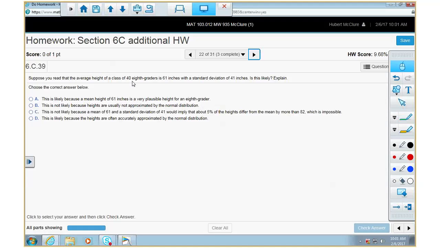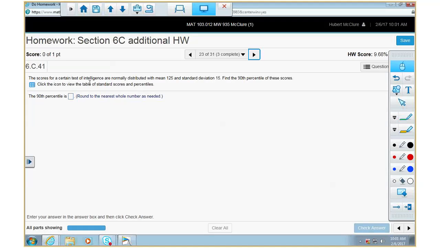Suppose you read the high. Okay, let's see what this one looks like. Suppose you read that the average height of a class of 8th graders is 61 inches with a standard deviation of 41. You see why I hate this book? That's pretty meaningless. I hate this book. Forget it. We're not doing that one either.